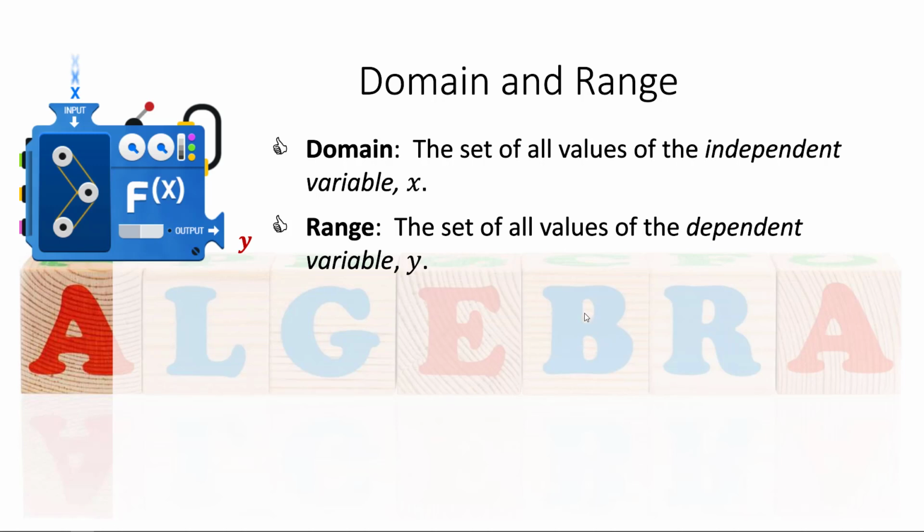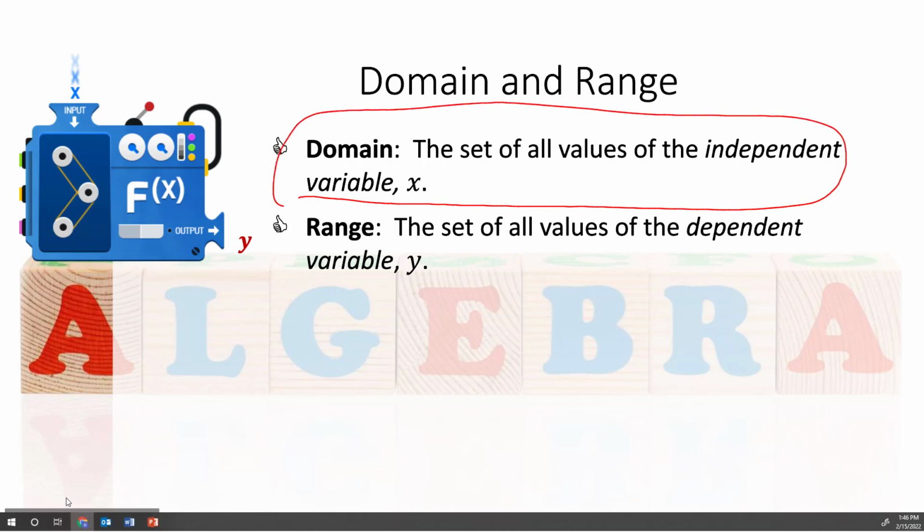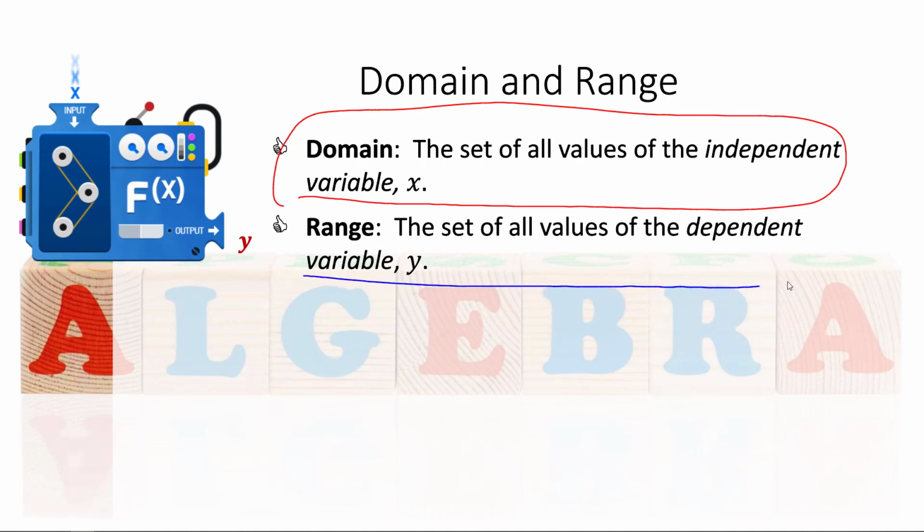Okay, so what is the domain? Well, the domain is the set of all possible inputs, or all possible independent variables. And the range, well, the range, as you might guess, is the set of all possible outputs, or the set of all possible dependent variables.